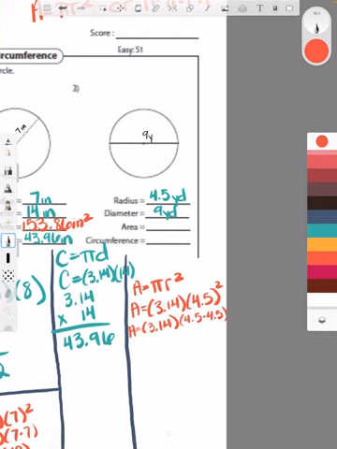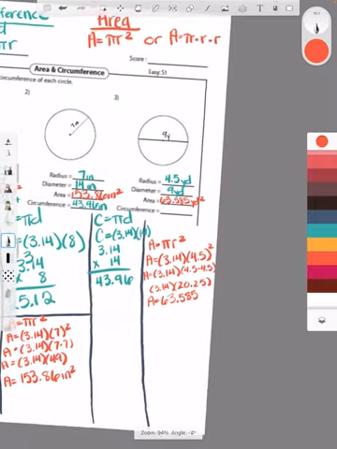So 4.5 times 4.5 is going to get us 20 and 25 hundredths. And we're going to multiply that times 3.14. That's going to get us an area of 63 and 585 thousandths. And since we found the area, we have to square our units. So 63 and 585 thousandths yards squared.